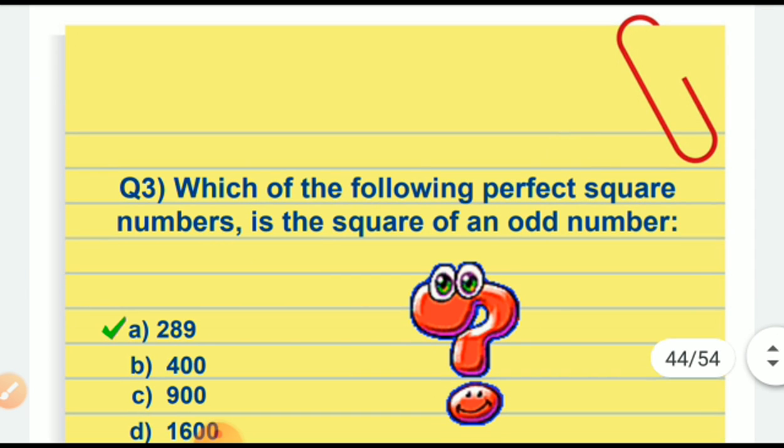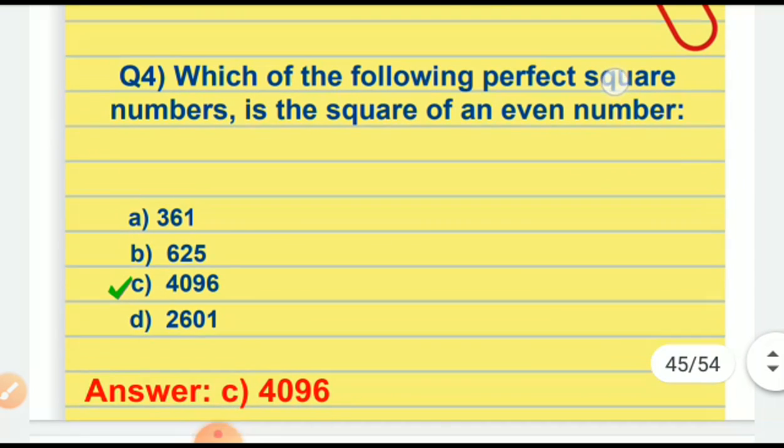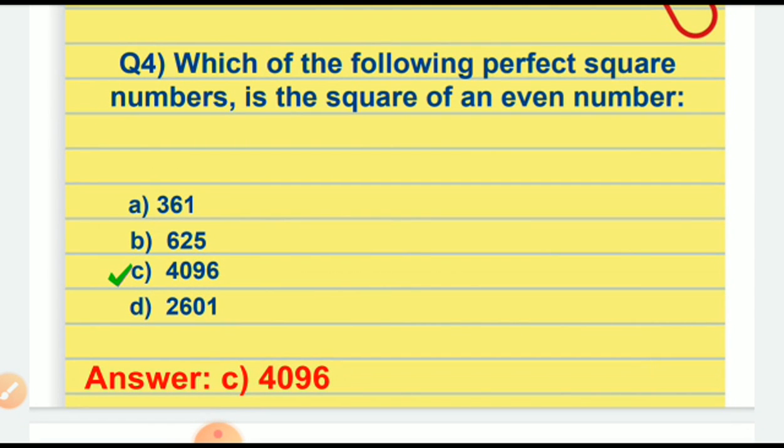Which of the following perfect square numbers is the square of an odd number? Very good. See, B, C, D have options with 2 zeros. 2 zeros means even zeros are there. And 2, 8, 9 is not a perfect square. Look at the fourth question.